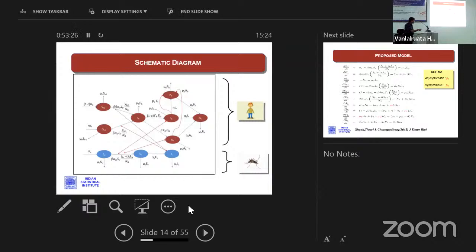And once exposed, they then have an interaction with the susceptible human. So this is the way to formulate. This is my schematic diagram. If you understand this schematic diagram, you can now easily write down the equations.